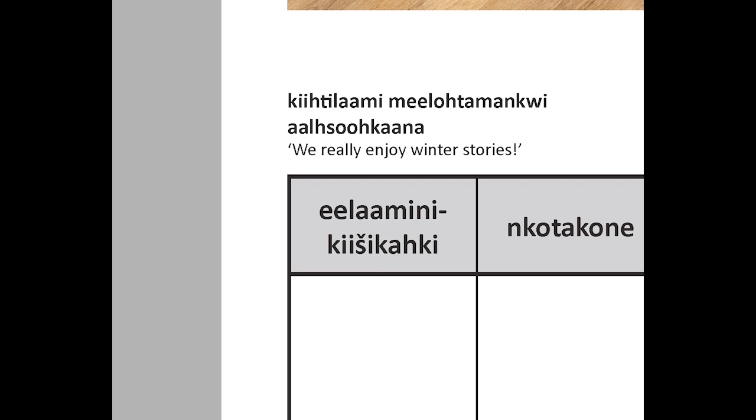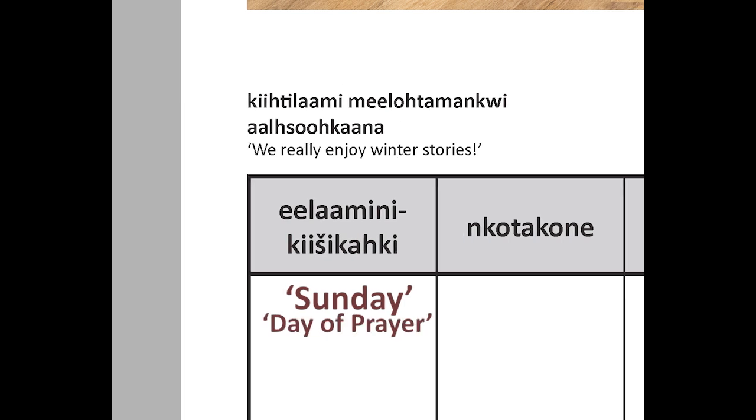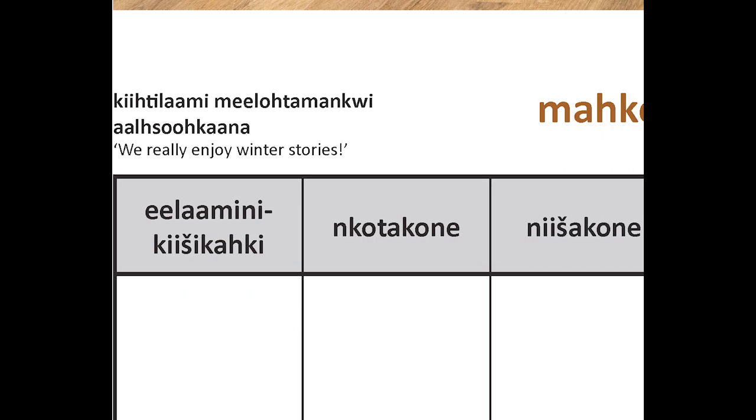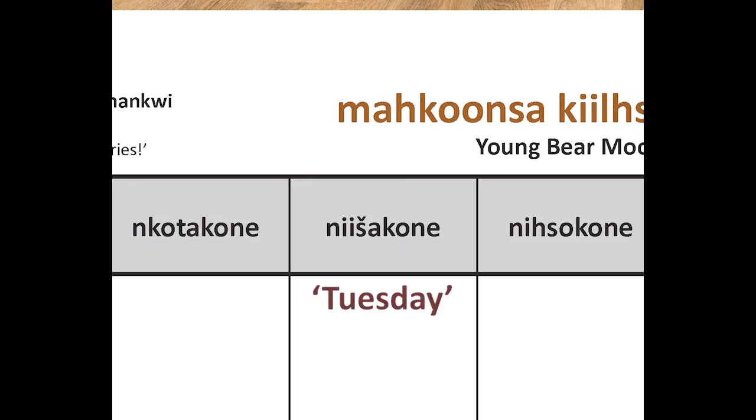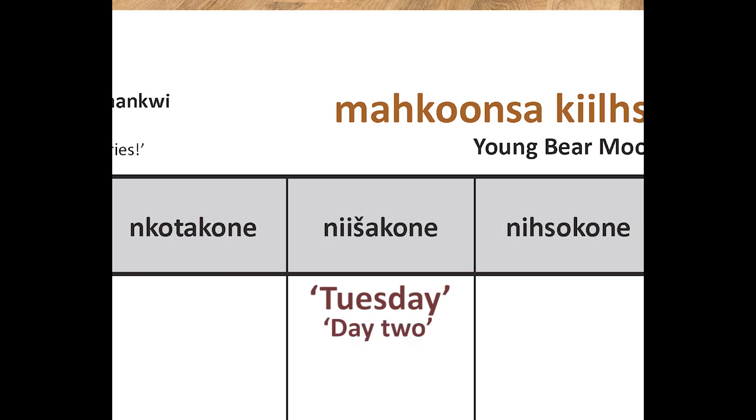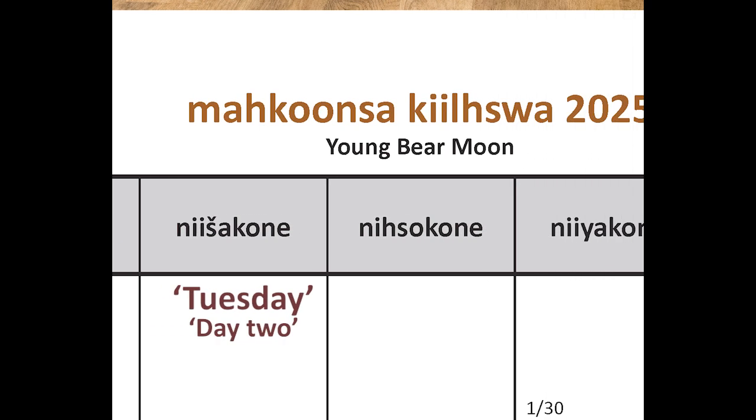First one, Sunday, is ciinkwia, and this means Sunday. What it literally translates as is day of prayer. The next one is Monday, or ngotakone. This literally translates as day 1. Tuesday is going to be nijakone, or literally day 2. You can guess the rest of the pattern.